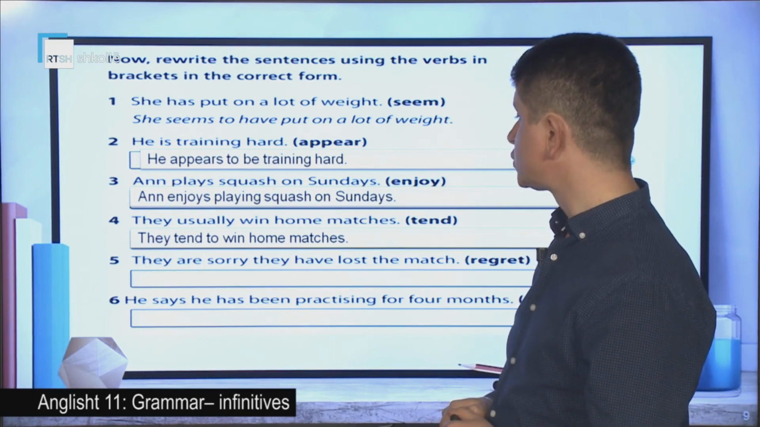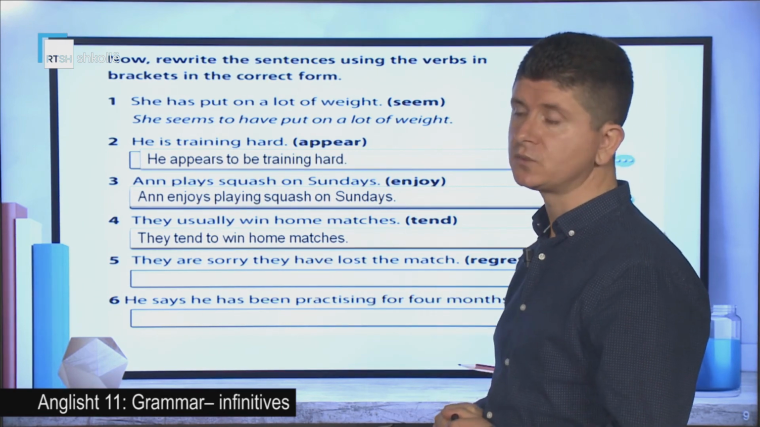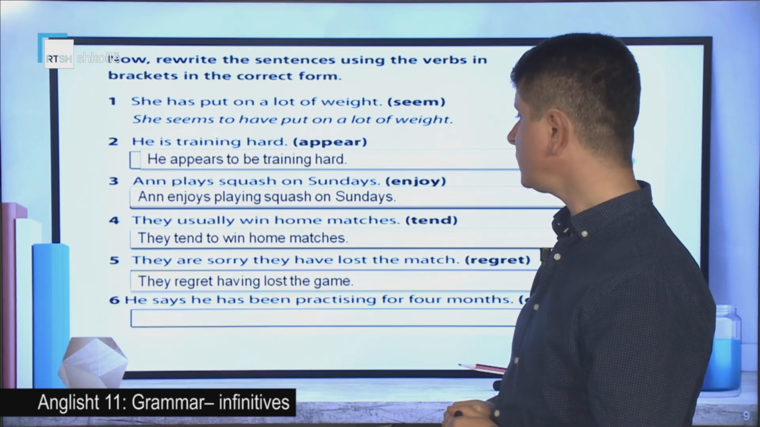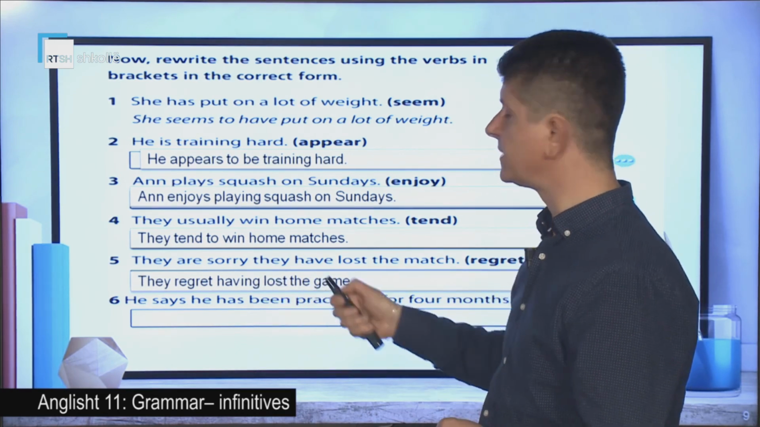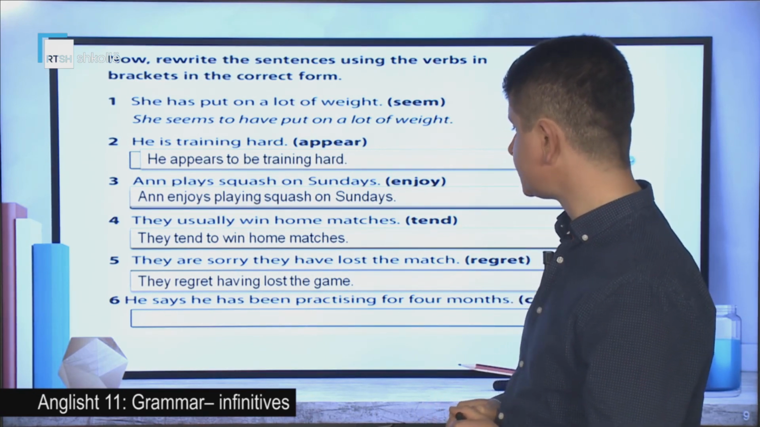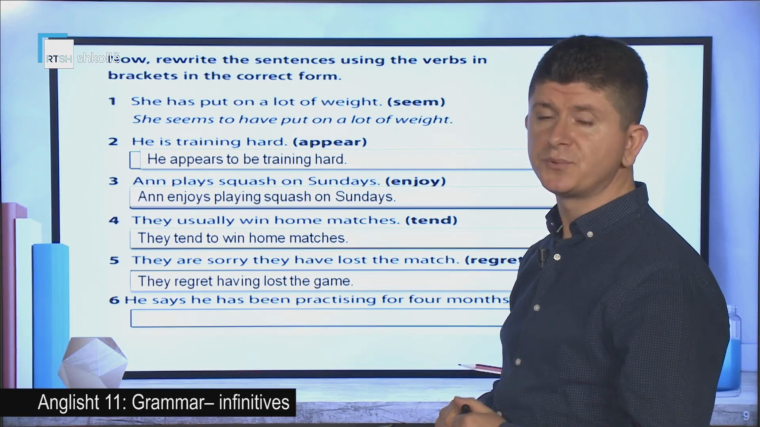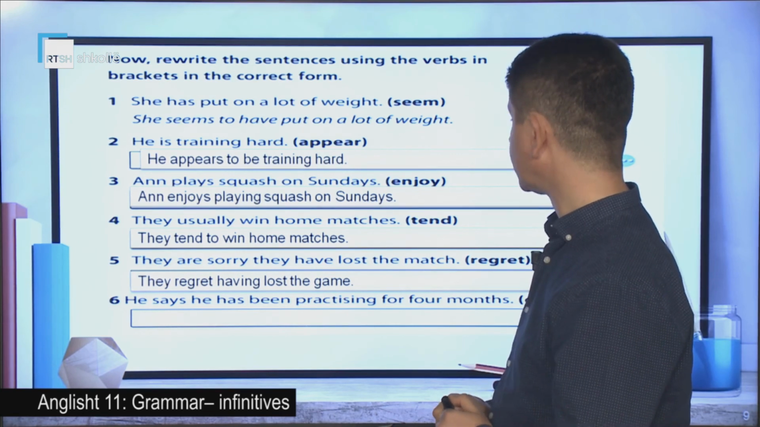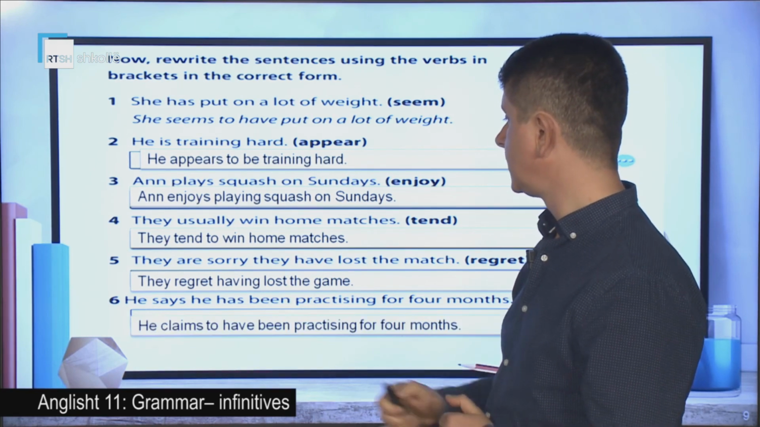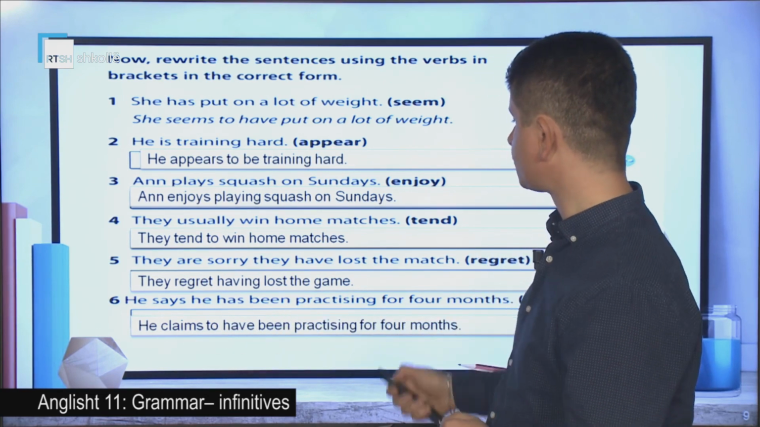Sentence number 5, they are sorry they have lost the match. The verb is have lost, which is present perfect, which means that the to infinitive or ing form should be in the present perfect. They regret having lost the match. Having lost the match is the present perfect ing form. And the last sentence, he says he has been practicing for 4 months. The verb is has been practicing, present perfect continuous, and also the ing form or infinitive should be in the present perfect continuous. He claims to have been practicing for 4 months. So it is to have been practicing, the infinitive.